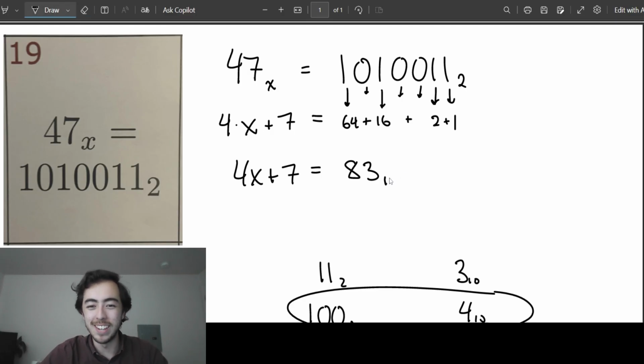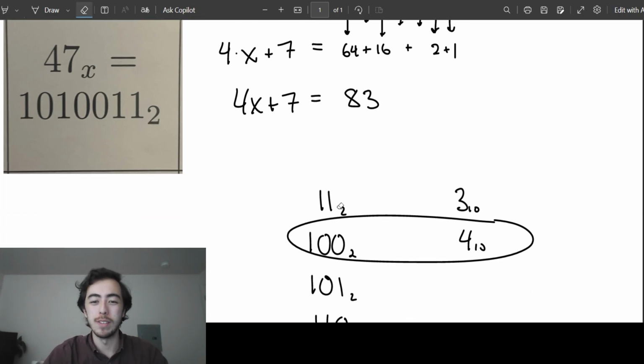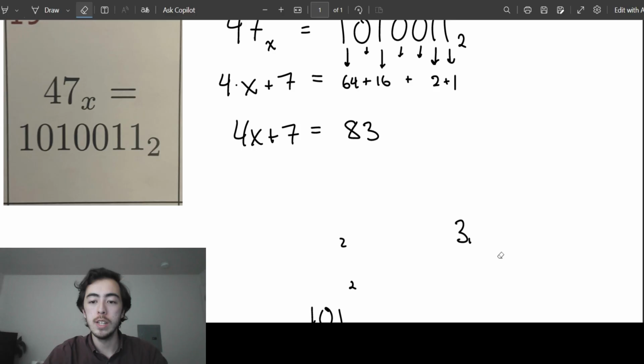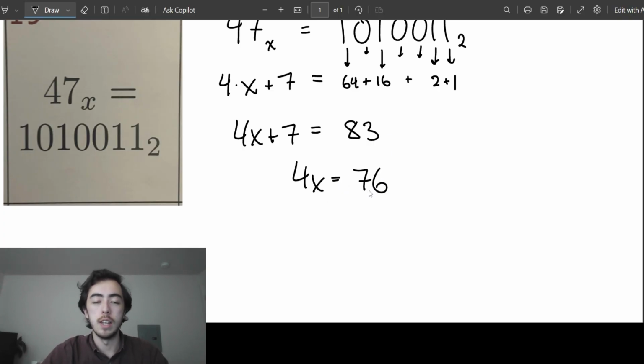Maybe I should put a little 10 right here to denote that I'm in base 10, but I think we can assume that if it's blank, it's a base 10 number. And now all we really need to do is subtract the 7. So we get 4x is equal to 76. And then now if we divide both sides by the 4, then we do get x is equal to 19.